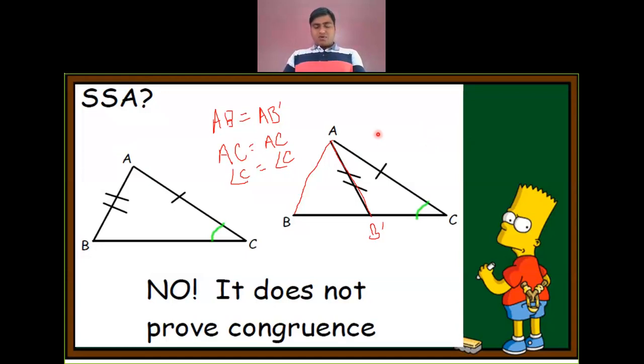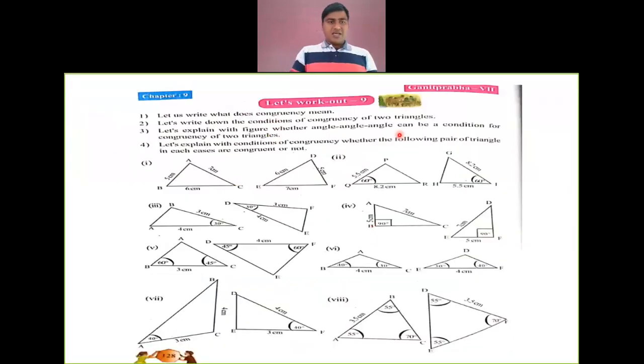Now, let us solve our exercise. Let us write what congruency means. Already discussed. Let's write down the conditions of congruency of two triangles. There are four conditions. Criteria number 1, SSS, side congruency. Number 2 criteria, SAS, sides and angle; the angle must be the included angle. Criteria number 3, AAS, angle and sides. And criteria number 4, RHS, right angle, hypotenuse, sides.